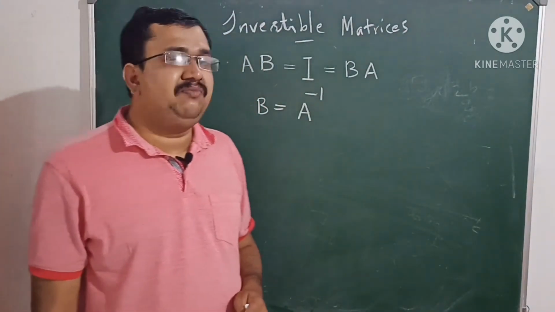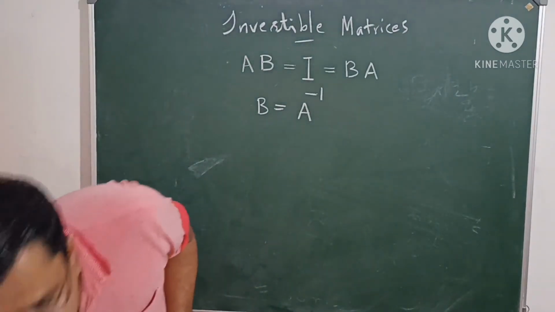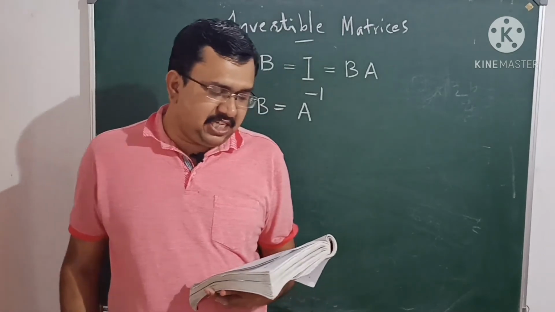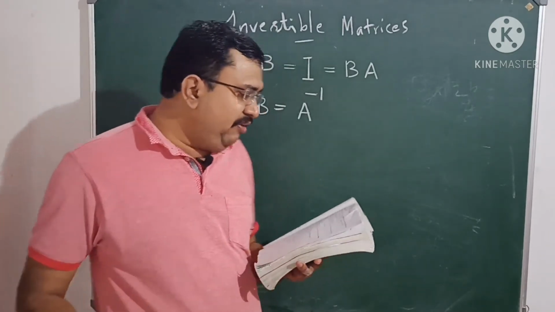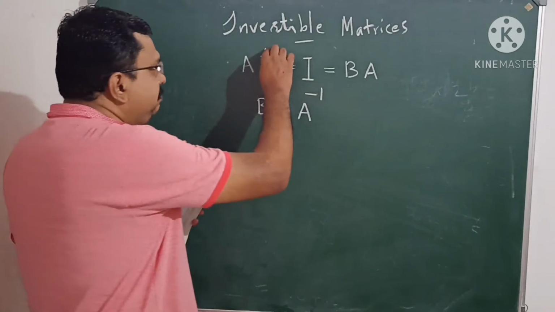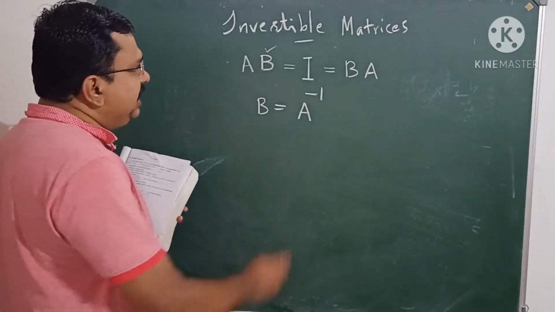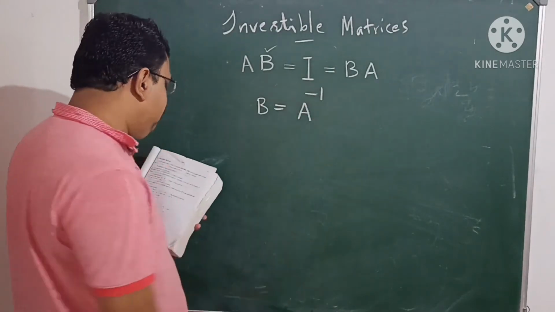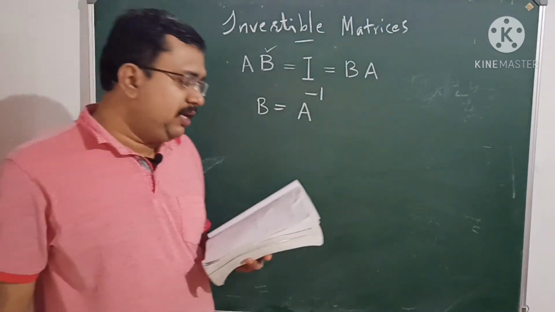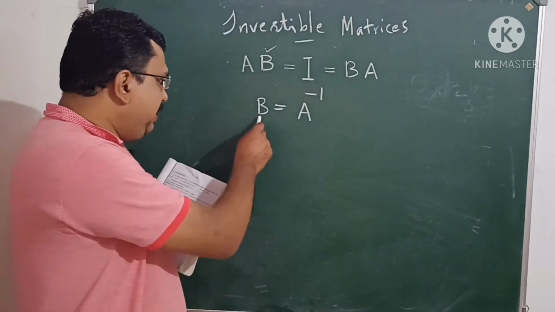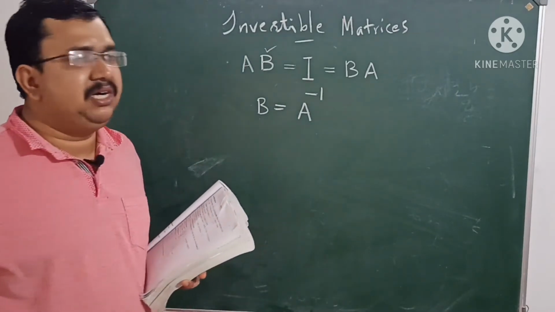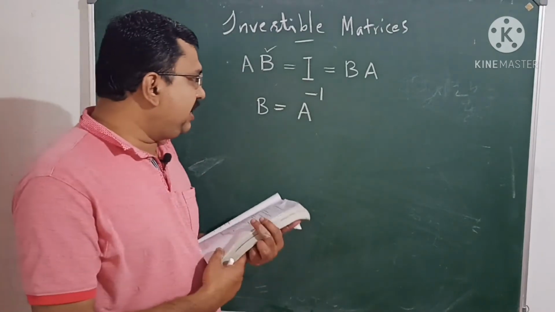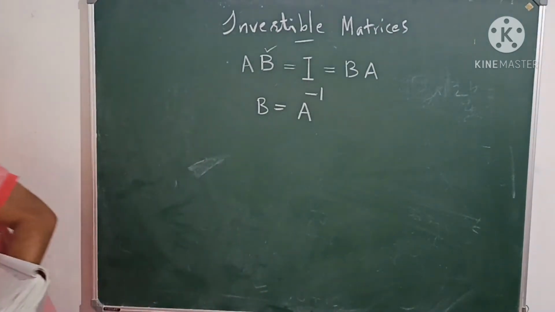Okay, what are invertible matrices? Suppose that let A be a square matrix, then A is said to be invertible if there exists a square matrix B such that A into B equal to I, that is equal to B into A. Okay, then we can say that B equal to A inverse. Okay, now I will give an example for it. Listen.